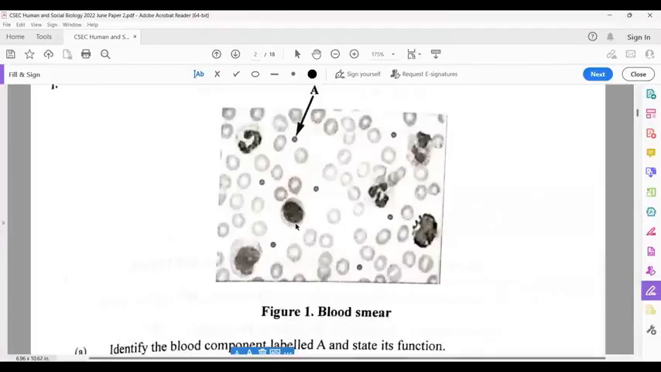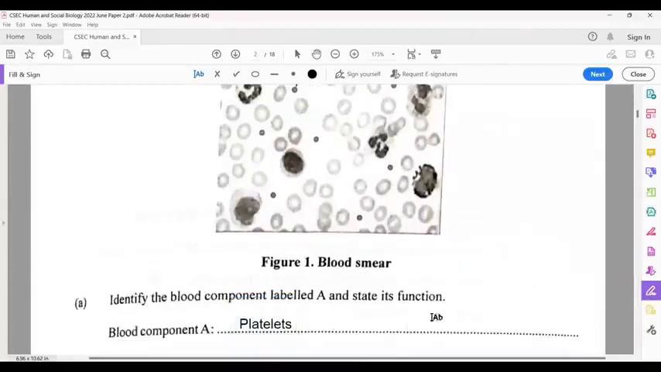This cell, with the nucleus taking up the most space, is a lymphocyte. These other blank cells here that seem kind of hollow in the center make up the majority of this blood smear. Well, that should obviously be an indicator that these are red blood cells.